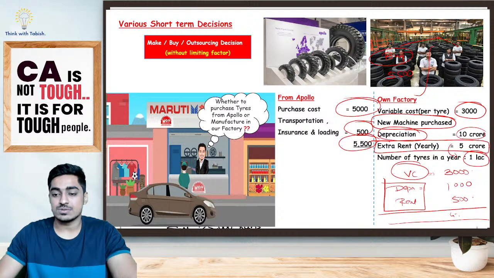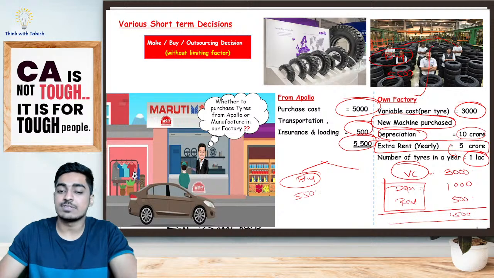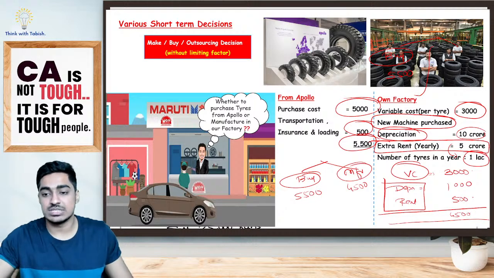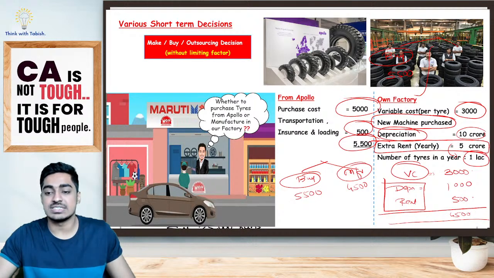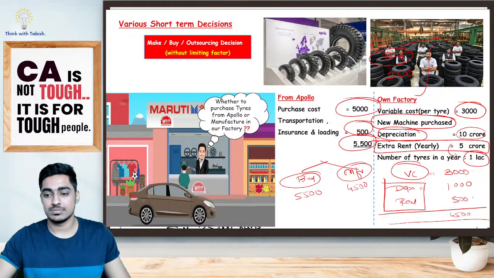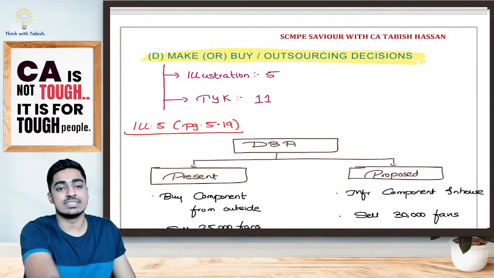3,000, 4,000, 4,500. So look at this. If we buy it from Apollo tires, per tire cost will be 5,500. If we manufacture on our own, cost is 4,500. What is the decision, students? What is the decision? What should we do? Should we manufacture in-house or should we buy it? Yes, the decision is we manufacture in-house. Simple decision. This is how we take a decision.